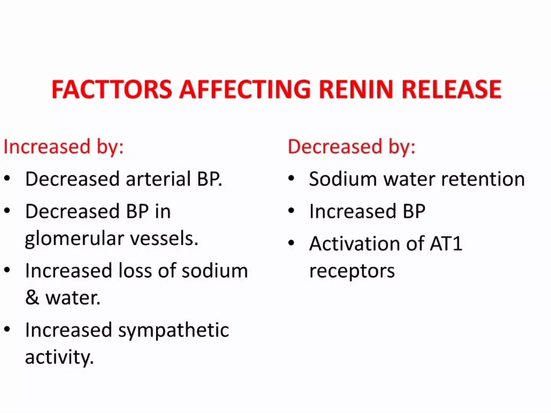The next is the factors affecting renin release. Which factors affect renin release? It is increased by and decreased by. Increased by decreased arterial BP: when arterial BP is decreased, or BP in the glomerular vessel is decreased, renin release is increased. Increased loss of sodium and water also increases renin release. Increased sympathetic activity also increases renin release.